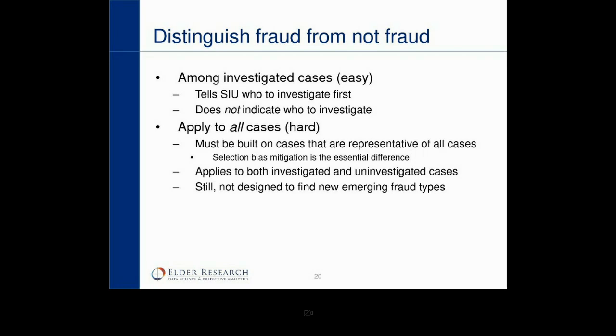The problem here is selection bias. The ones that were sent to investigations are not a representative sample, and you need to do something to change that, and we will talk about that. If you're successful in doing that, then your supervised model will apply to both investigated and uninvestigated cases. But that's as far as it goes. It isn't designed to detect new emerging fraud that you've never been able to see before. But it will tell you what cases look like past instances of fraud.